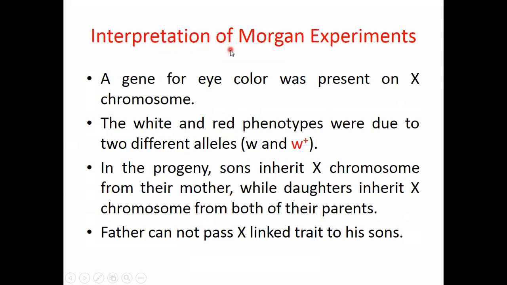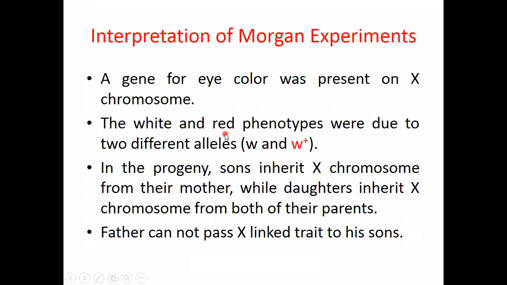So what are the interpretations of Morgan's experiments? He concluded that a gene for eye color was present on the X chromosome. The white and red phenotypes were due to two different alleles. Means eye color may be white or red. So red is a normal phenotype, white is a mutant phenotype.